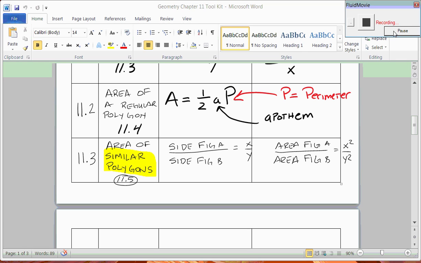The theorem is 11.5. It's called the area of similar polygons. And here's how I said it. I said if the side of figure A is x and the side of figure B is y, and they are similar, then the area of figure A to the area of figure B is just x squared over y squared. All right? So I kind of paraphrased from what was in the book.